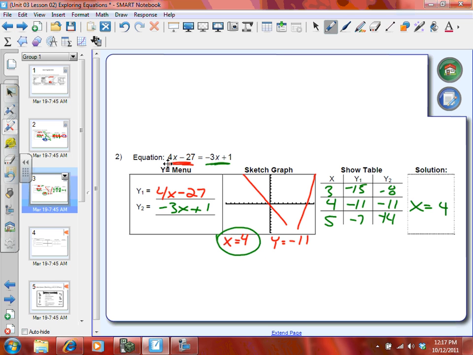So anytime we're looking in the table, all we're looking for is where the two y values are exactly the same number. If we can find that, you can find your solution. All right, let's go to number 3, one more.